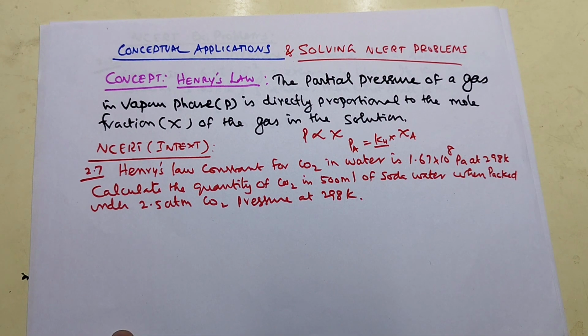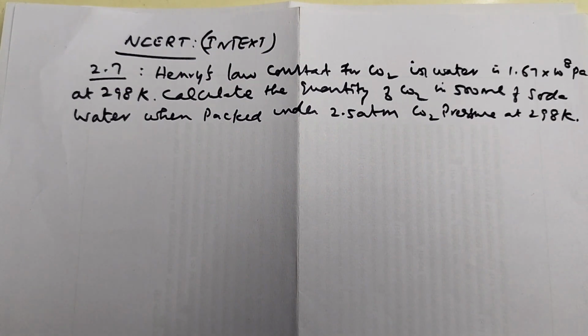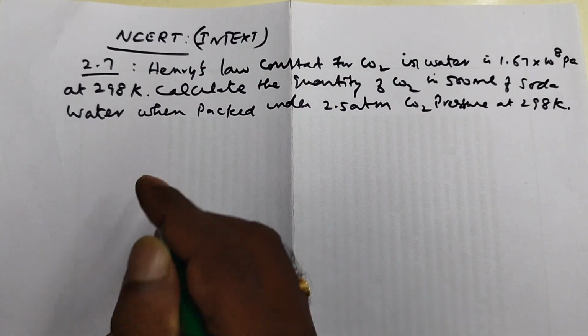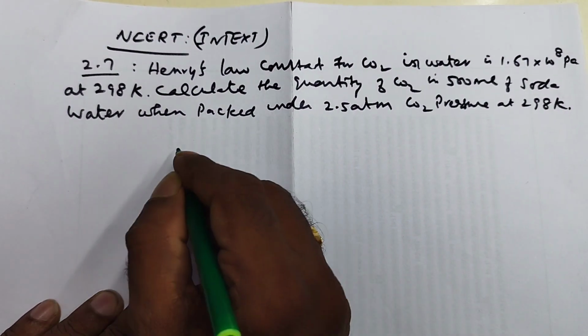We are going to apply these in NCERT in-text question 2.7. Let us solve it. Henry's law constant for CO2 in water is 1.67 into 10 to the power of 8 pascals at 298 Kelvin. Calculate the quantity of CO2 in 500 ml of soda water when packed under 2.5 atm carbon dioxide pressure at 298 Kelvin. Here they are asking to calculate the quantity.